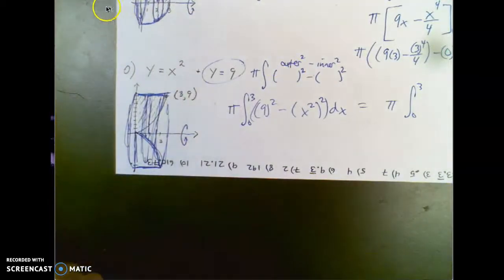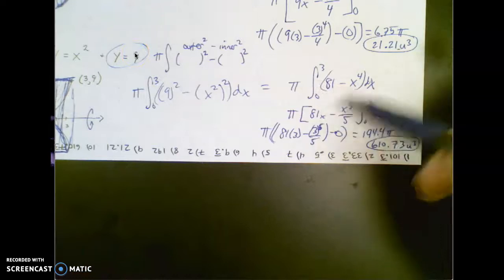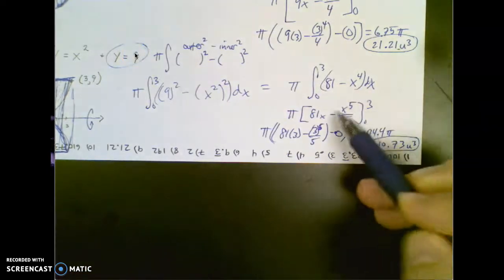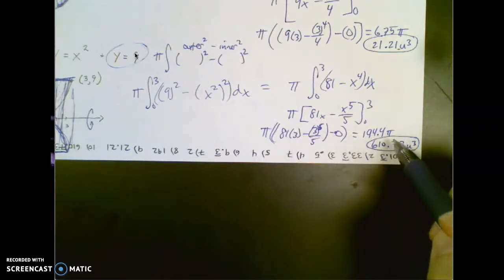Let me pause it, do the work, show you the answer. Okay, so after I get it set up, I raise it up a power, divide by the new one, plug in a 3, plug in a 0, multiply it out, don't forget the pi. And then you get it.